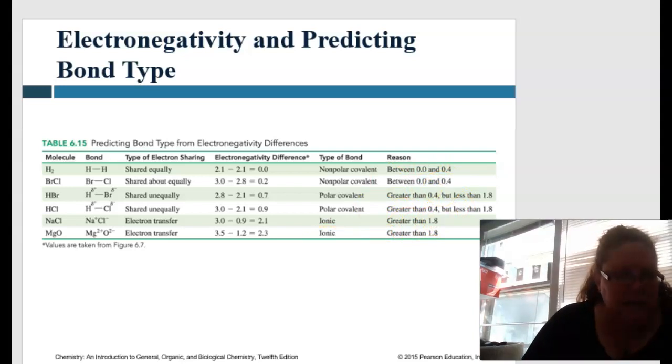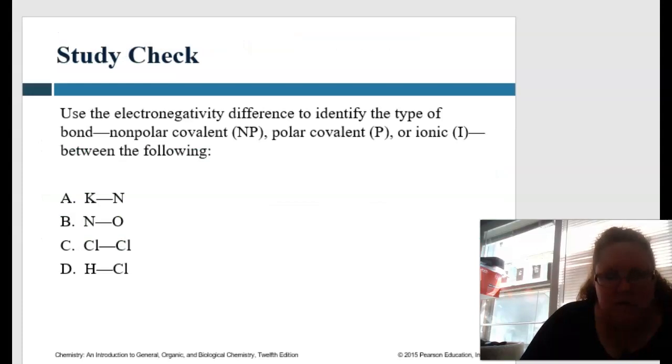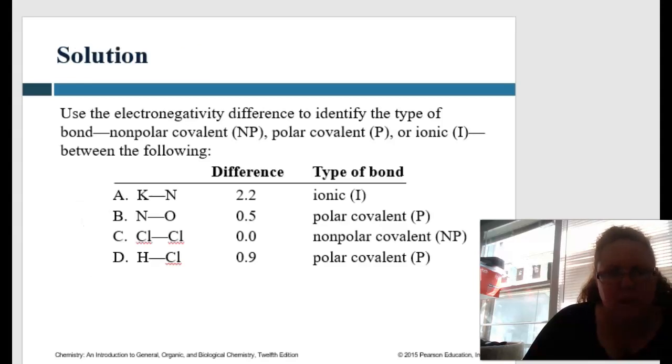So let's practice. Using the electronegativity difference to identify the type of bond, what would it be for these? Pause me and come back. Okay, so the difference for A is 2.2, so that tells us it's going to be ionic. For B, it's 0.5, polar covalent. Chlorine, chlorine, no difference, nonpolar covalent, and then polar covalent. So kind of just a fun way to do calculations.